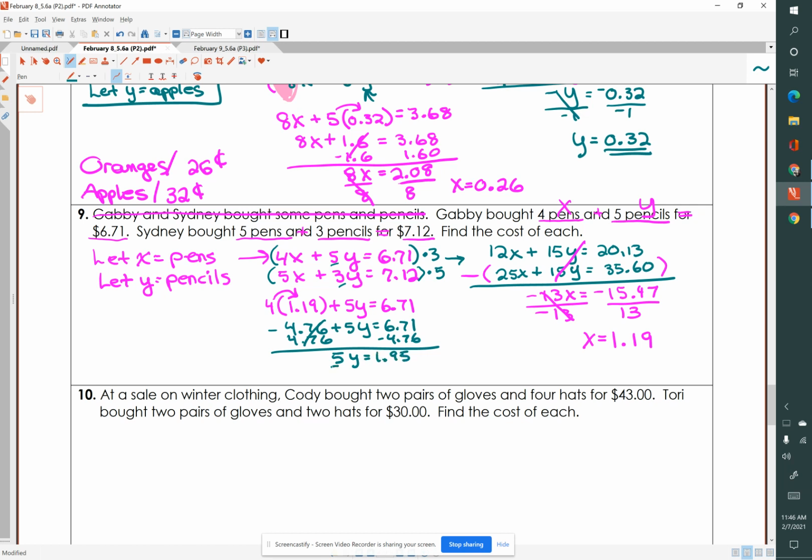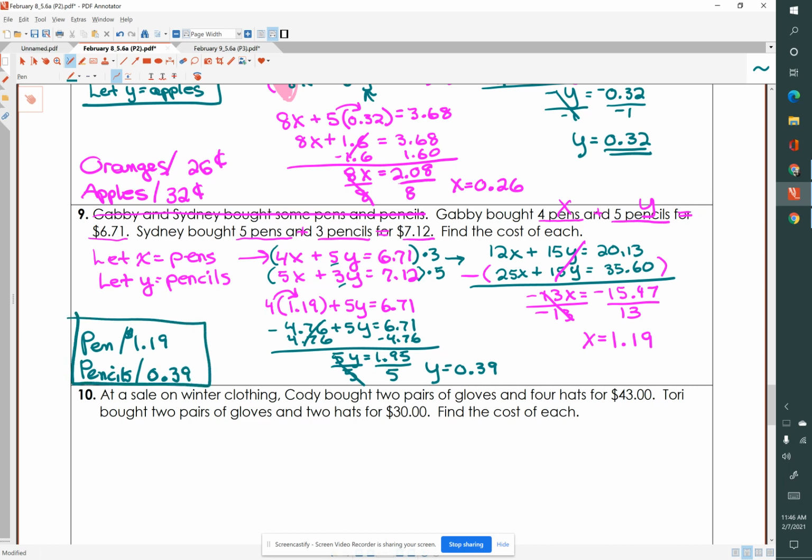$1.95. And then I'll divide both sides by 5, and y equals 39 cents, 0.39. So what have we got? X is our pens. Pens are $1.19, 1 pen, $1.19. Pencils are 39 cents. And that's my final answer.